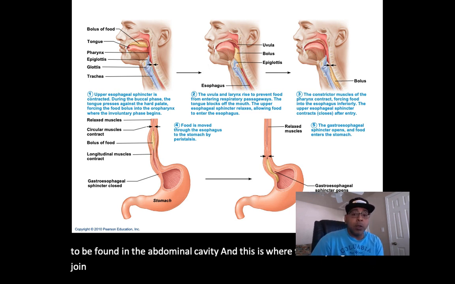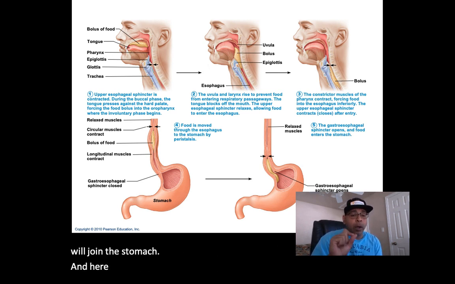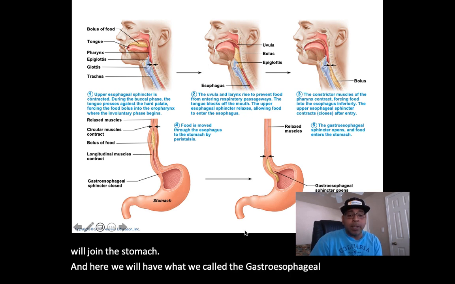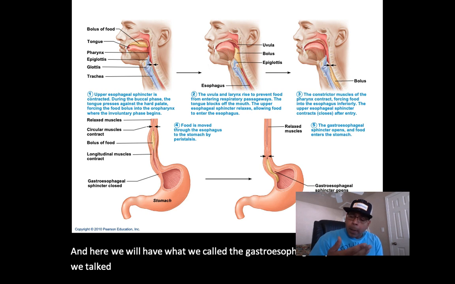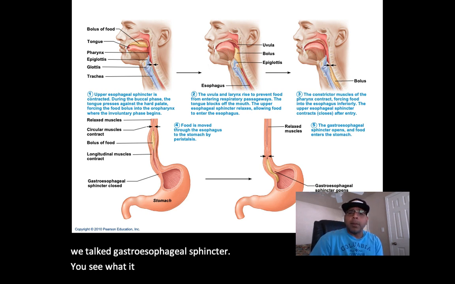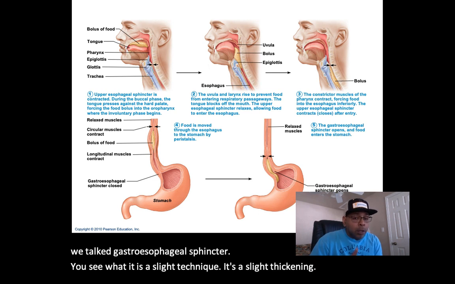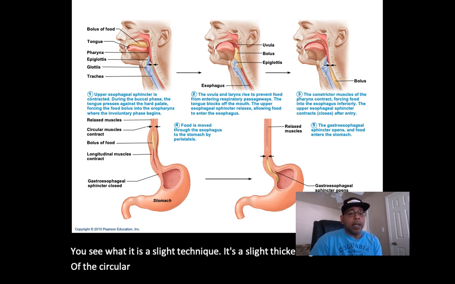Where the esophagus will join the stomach. And here we will have what we call the gastroesophageal sphincter. Now, when we talk gastroesophageal sphincter, you'll see it is a slight thickening of the circular smooth muscle.